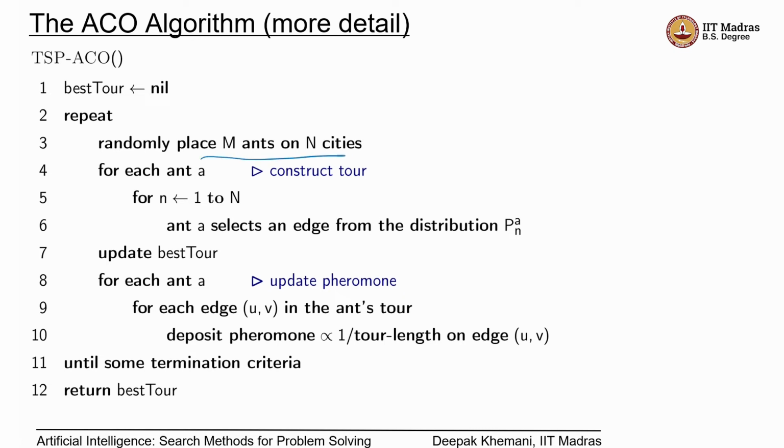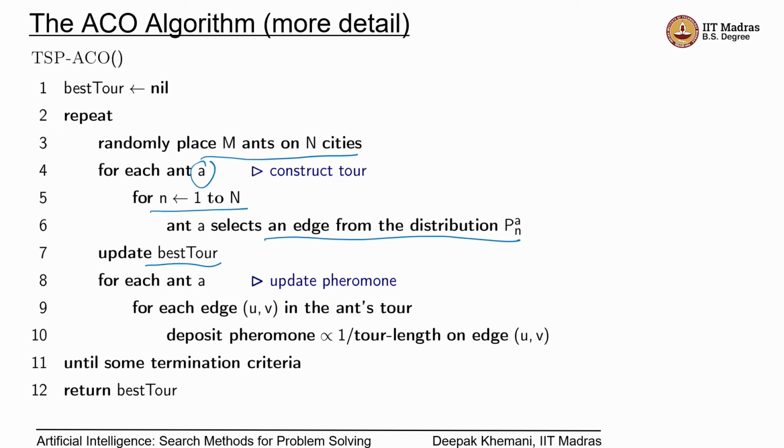First, as before, we randomly place n ants on n cities, and for each ant A, you construct a tour of n cities. Remember that there are n cities that they have to travel, and at every point, it selects an edge from the distribution, which we will see, based on a probability for that particular edge. And after it has constructed the tour, we of course keep track of the best tour. That's always the case for us.